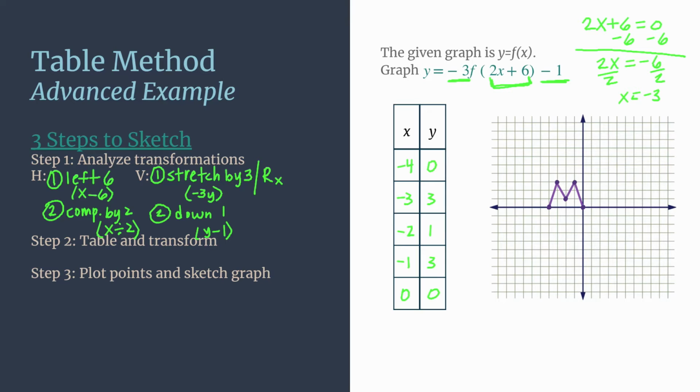All right, so now we're going to make a new column for each transformation, and we'll go through these one at a time, and that will lead us to our finished graph. So let's start with our horizontal. We know we're going to have two new columns. First we'll apply the left 6, or x's minus 6, and then we'll apply the x's divided by 2.